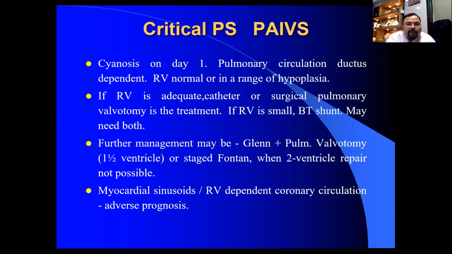If right ventricle is hypoplastic or sometimes bipartite, there are 3 different types: RV can be unipartite, bipartite, or tripartite. Our normal RV is tripartite. So inflow, outflow, and apical, all 3 portions are well developed in normal heart. So that is tripartite right ventricle. In that case, we can go for biventricular repair.